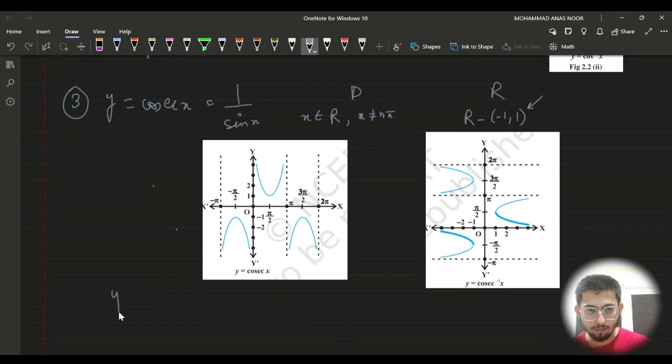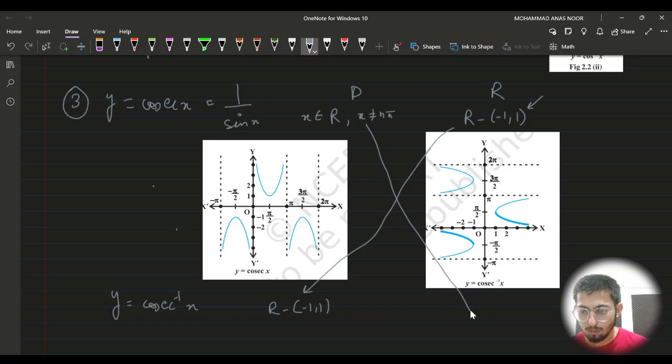So for the function y is equal to cosec x, we will take real numbers minus 1 to 1. The range will be the domain of this, but this one will be restricted to some amount. What is that amount? It is minus pi by 2 to pi by 2, the same thing as for sine, except that you cannot include zero here.